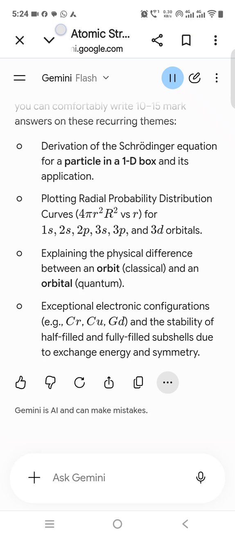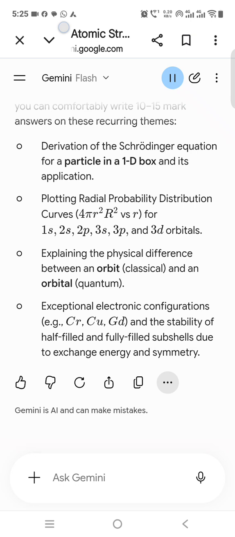6. Rules for electronic configuration. To fill electrons in multi-electron atoms, three fundamental principles must be strictly followed. Aufbau principle: electrons are filled in orbitals in the order of increasing energy levels. The energy of an orbital is determined by the n + l rule. If two orbitals have the same n + l value, the one with the lower n value is filled first. Pauli's exclusion principle: no two electrons in an atom can have the same set of all four quantum numbers. Consequently, an orbital can accommodate a maximum of two electrons, and they must have opposite spins.